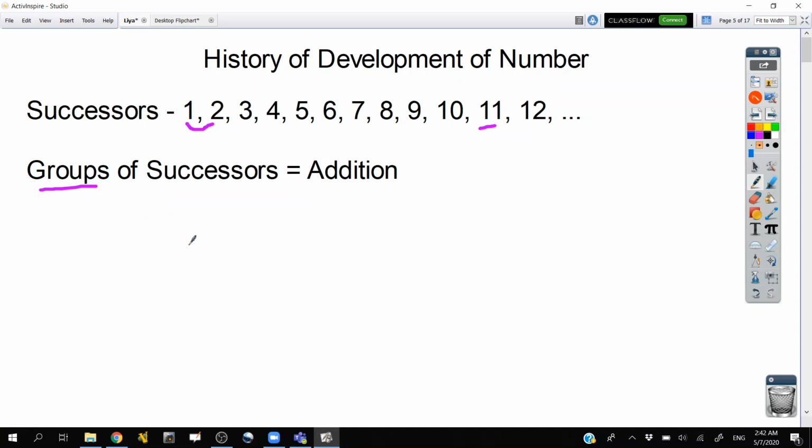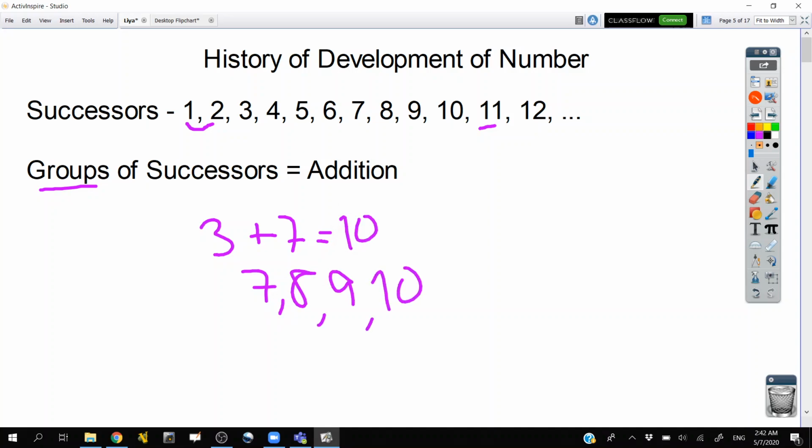So if we have groups of successors, if I have 3 ones and I want to add that to 7 ones, well, we get the idea that we can use successors and count on and go 8, 9, 10, which gives us 10. But eventually people start putting together that this is just an additive process. We've now created the new operation of addition, and we don't need to go back to these ideas. We can just add things. So successors came first, then came the idea of addition, which is adding groups of successors. In this case, I'm taking this group of 3 successors and this group of 7 successors, and when I put them together, we get this group of 10 successors.